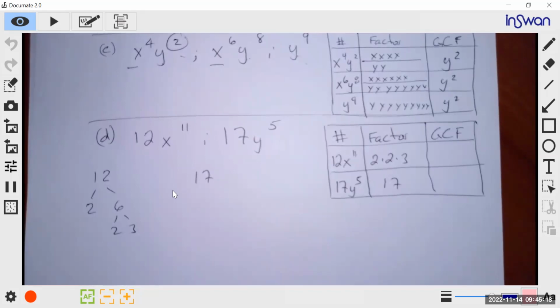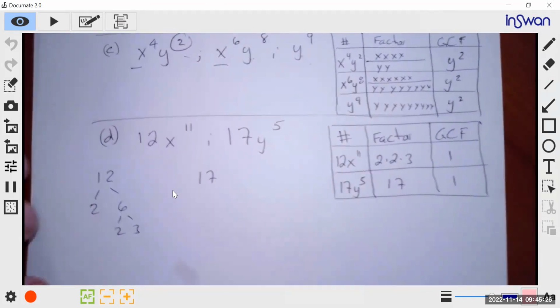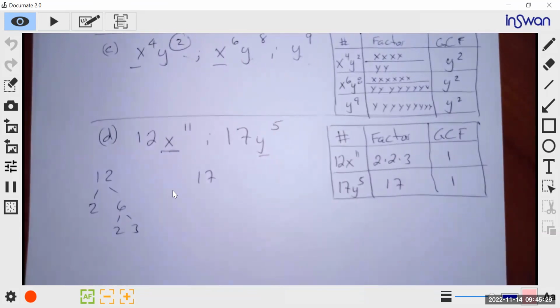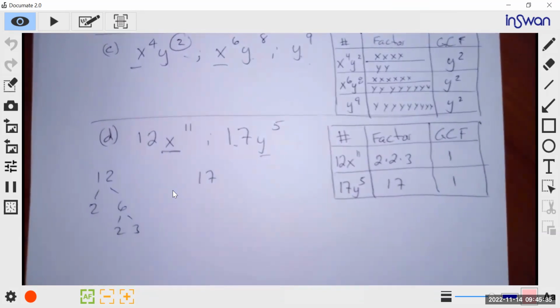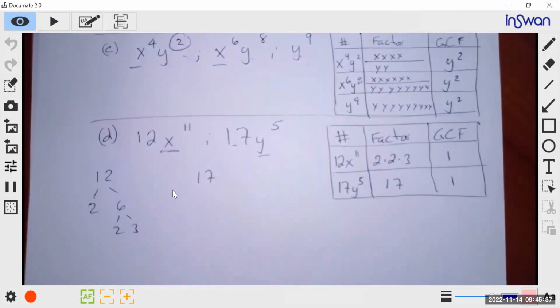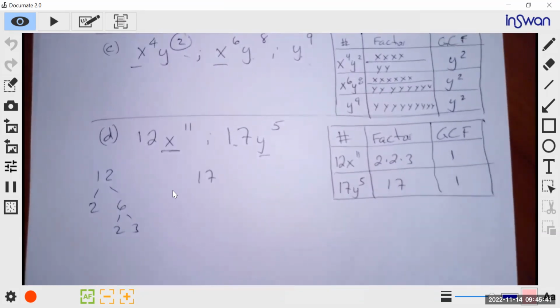So do they have anything in common? What's the GCF? 1. We see automatically that X and Y have nothing in common. So 17 is a prime number, so it can't go in there. So that's as far as you can go with it. So that's how we look for GCFs.